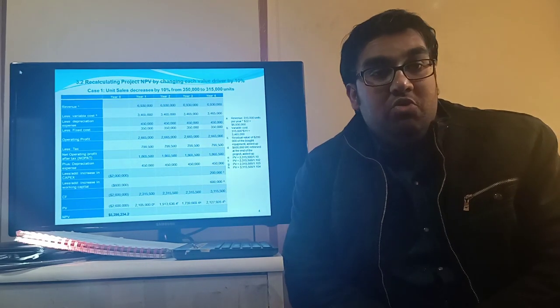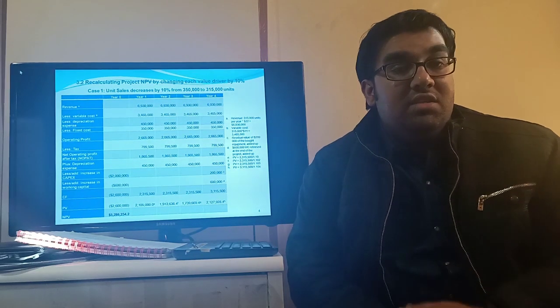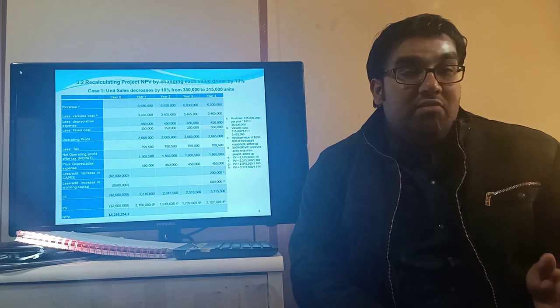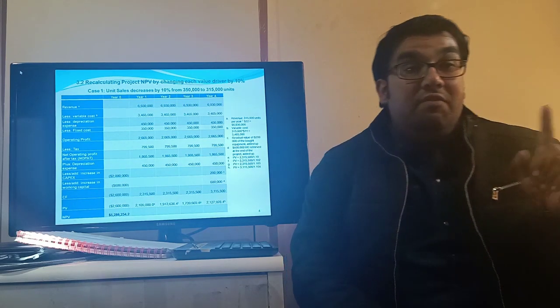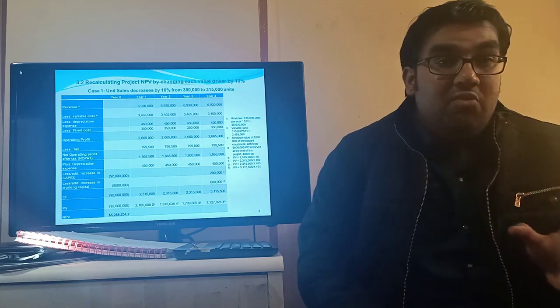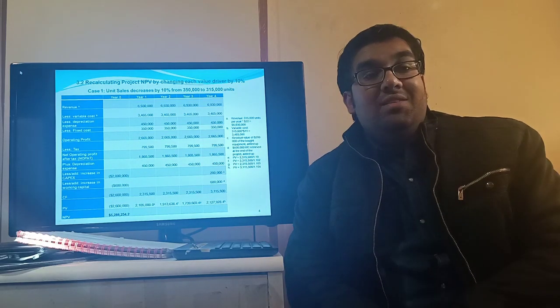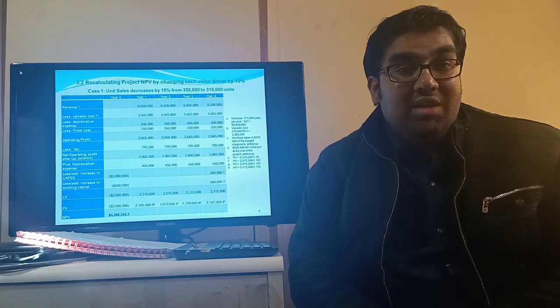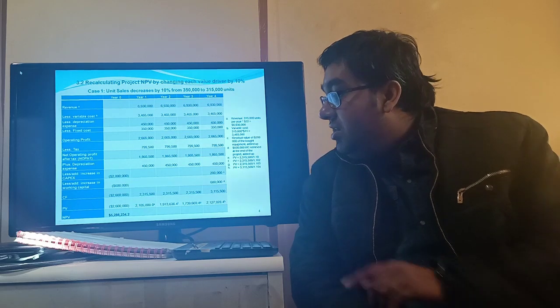The second step was to recalculate the project NPV by changing each value driver to different cases. The first case involved unit sales decreased by 10% from 350 units to 315 units. All of the calculations were done just like the base case, with the changed sales revenue and variable cost. That also changes the cash flows and present values, giving an NPV in case 1 of $5.28 million.